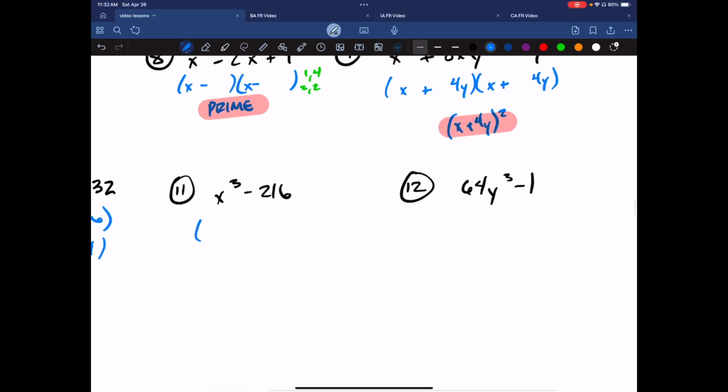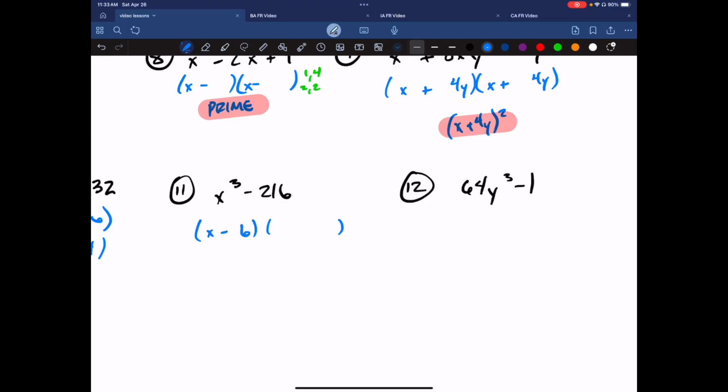Okay, number 11. This is going to be a difference of 2 cubes. And so it's going to be a binomial and a trinomial. And the trinomial is completely based off of whatever the binomial is. So we need to get the binomial correct. Right, because this is x cubed minus 216, I'm going to take the cube root of x and get x. I keep the same sign. The cube root of 216 is 6.